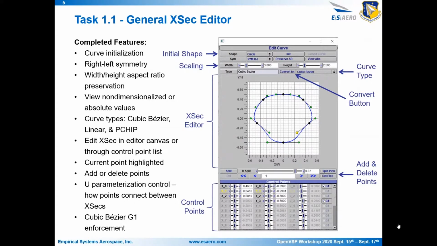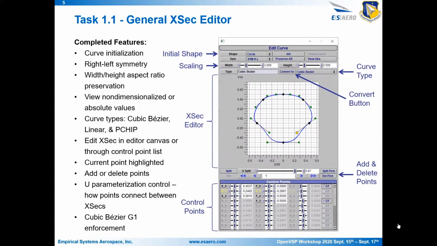We can convert the curve that defines that cross-section into a linear curve, a p-chip, which is a piecewise cubic Hermite interpolating polynomial, I believe. Hopefully I got that right. And the standard is the cubic Bezier. So cubic Bezier allows you to edit the control points that are not on the curve, the intermediate control points, to affect basically the slope of the curve going into a control point on the curve.